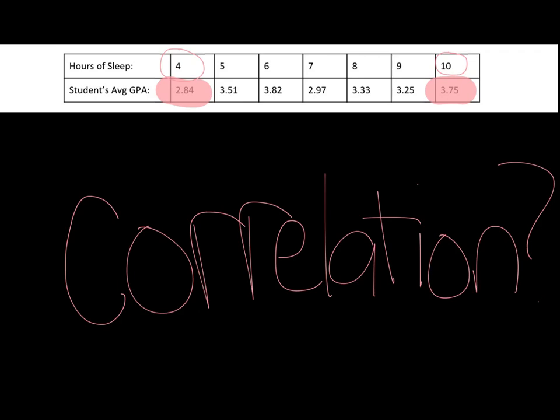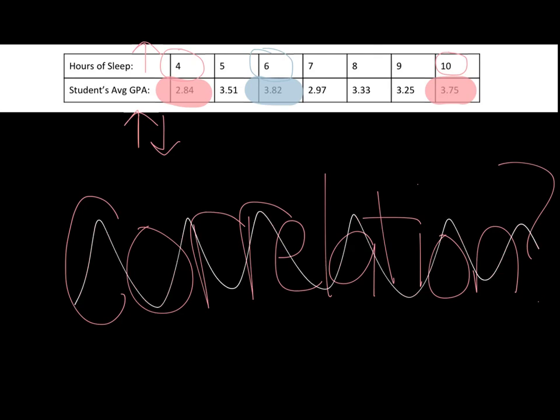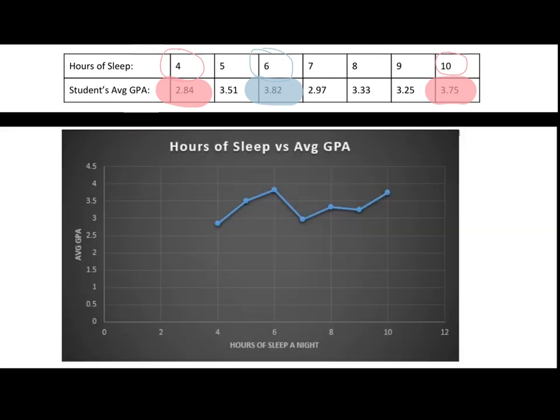Does there seem to be a pattern or trend that as the hours of sleep increases, the GPA either increases or decreases? Look at the students who slept 6 hours a night. They have the highest GPA. Throughout the data, there is no trend, so there is no correlation. If you're still not convinced, look at the graph of the data. This clearly shows a lack of correlation.